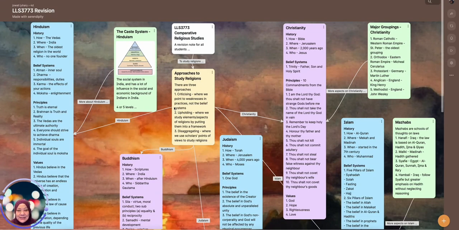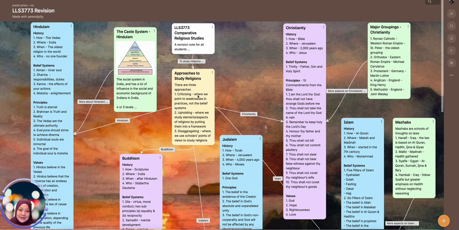Ladies and gentlemen, as you can see on your screen, this is our revision Padlet. So basically we're going to look at what we have learned from week 1 until week 12. So let's start, inshallah. First thing first, we explore approaches to study religions.